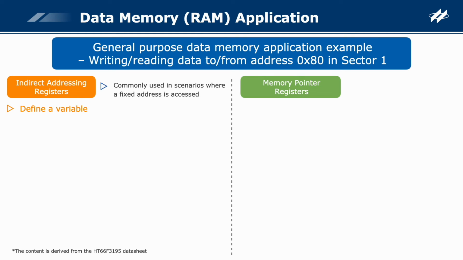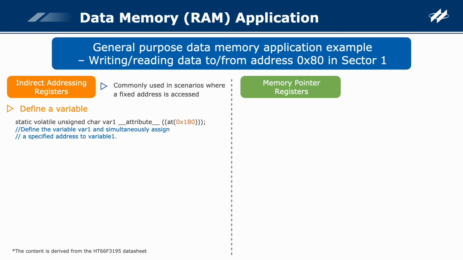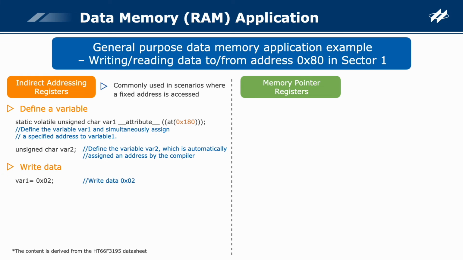Firstly, variables need to be defined. Define the variable 1 and simultaneously assign a specified address to variable 1. Define the variable 2. If there is no need to specify an address, the address can be assigned automatically by the compiler. Next, write the data. Write data hex 02 to variable 1. How to read the data from it? The data can be read by making the variable 2 just defined equal to variable 1.